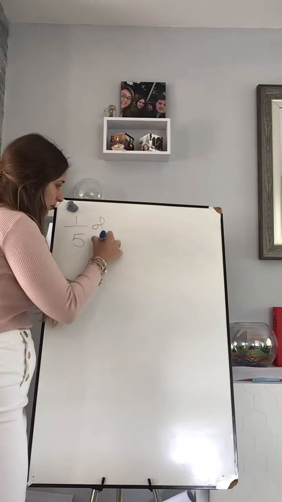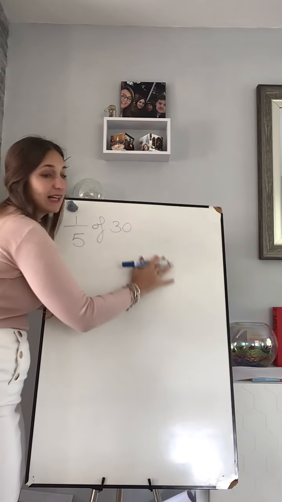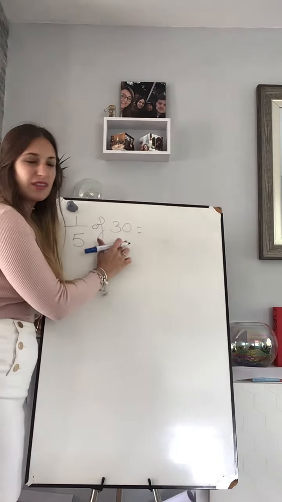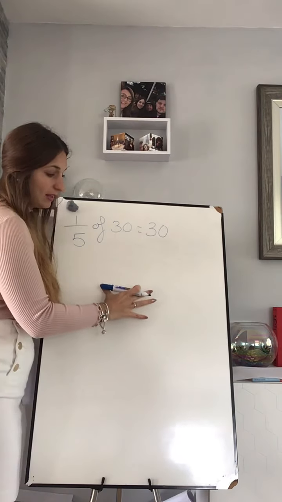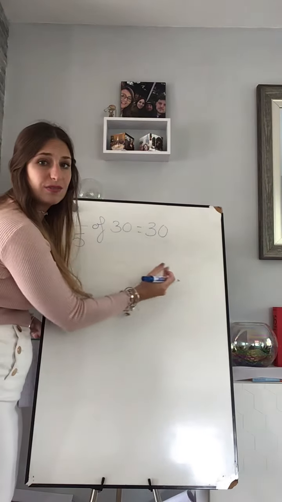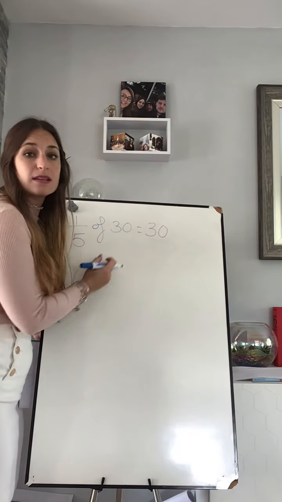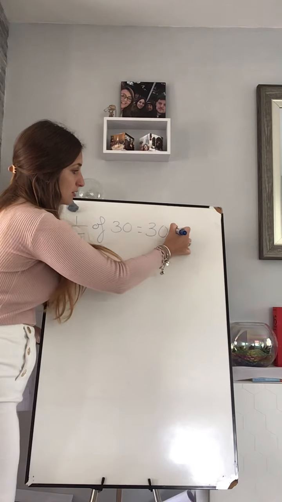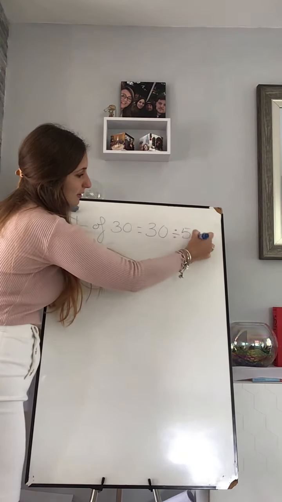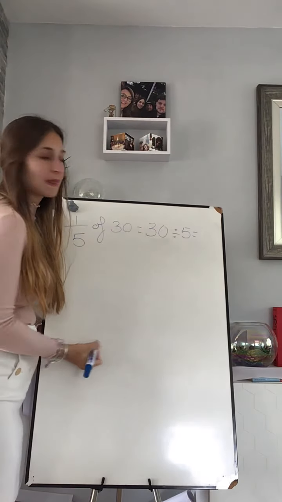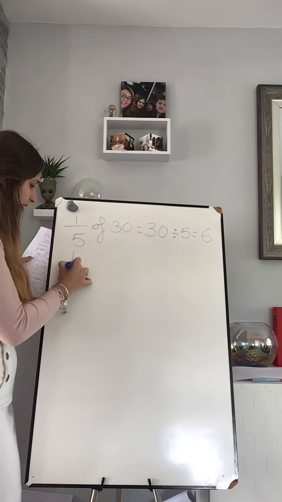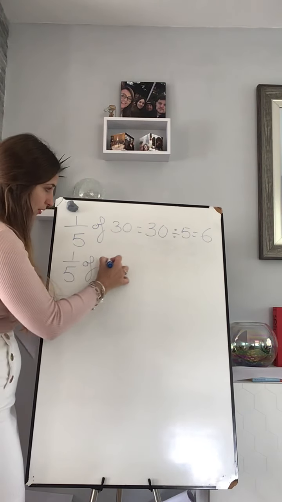1/5 of 30. Instead of writing 30 objects, I know that 30 is the whole lot. And when I say 1/5, I'm thinking of one part of 5 equal parts, one bit of something that I've divided into 5. So that something that I divided into 5 is 30. So 30 divided into 5 is 6. Well done.